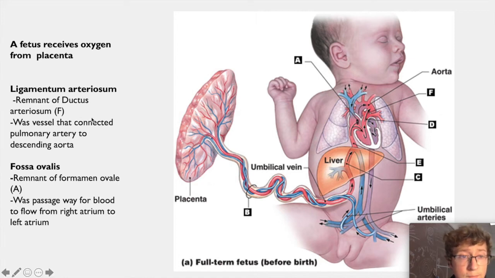The other structure is called the ductus arteriosus. So that is a pathway from the pulmonary artery directly into the aorta. So this is allowing the fetus to again bypass the pulmonary system. Instead of sending this blood to the lungs, it can be immediately introduced to the aorta and then to systemic circulation. So those are the structures that are found in the fetal heart.